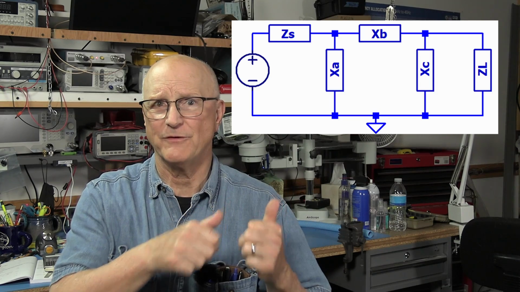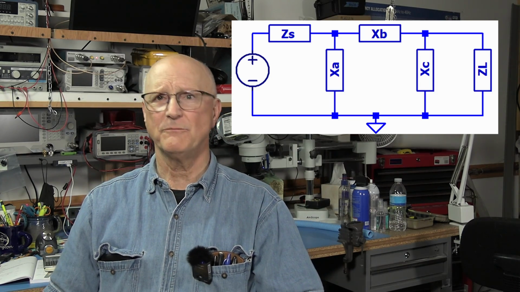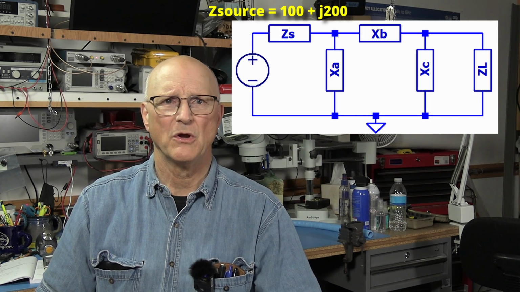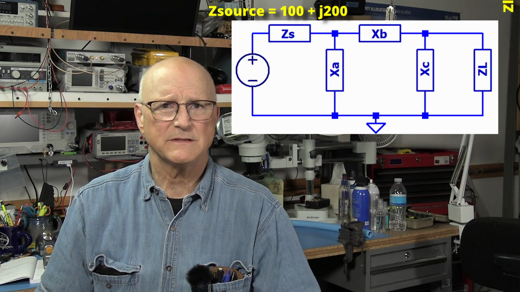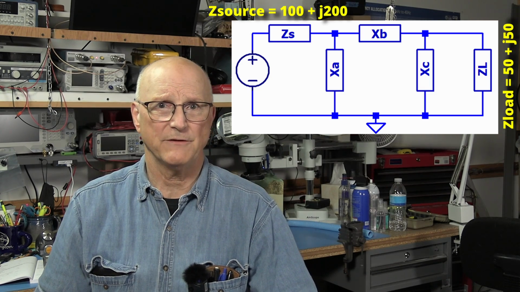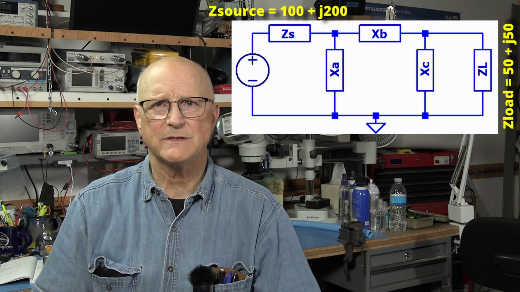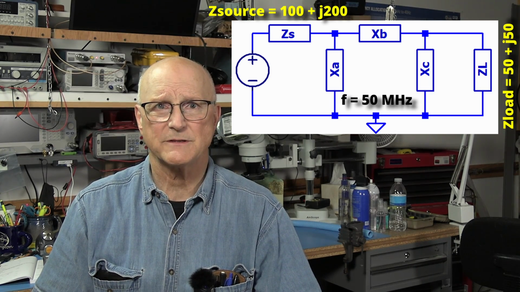We begin, as always, by defining our objectives. Our objectives are quite simple. The overall circuit looks like this. We have a source impedance of 100 plus J200. We have a load impedance of 50 plus J50. We're going to operate at a frequency of 50 megahertz.